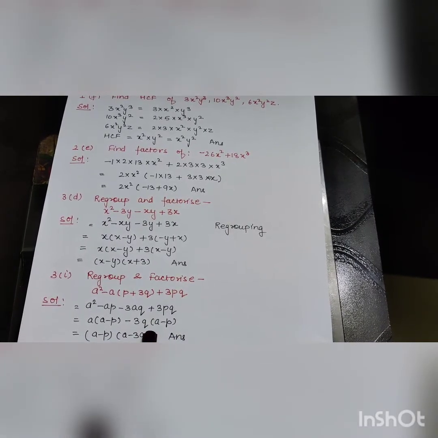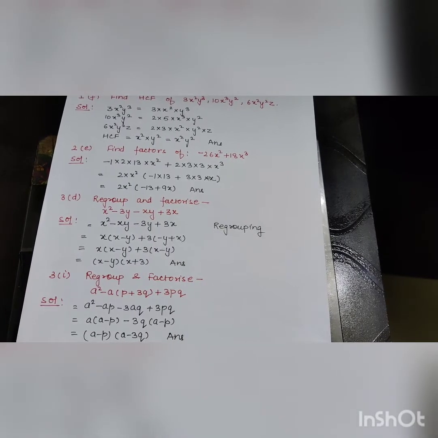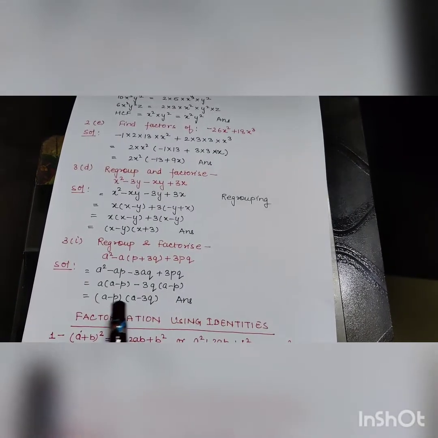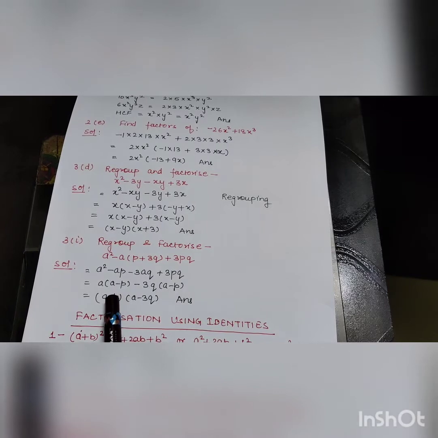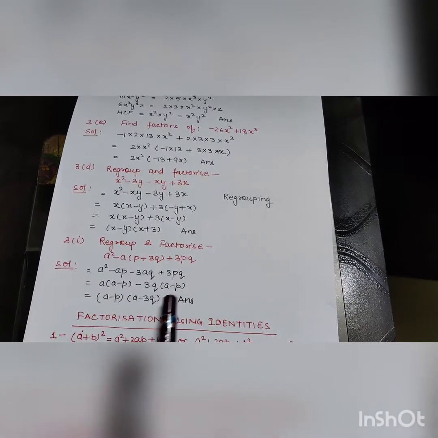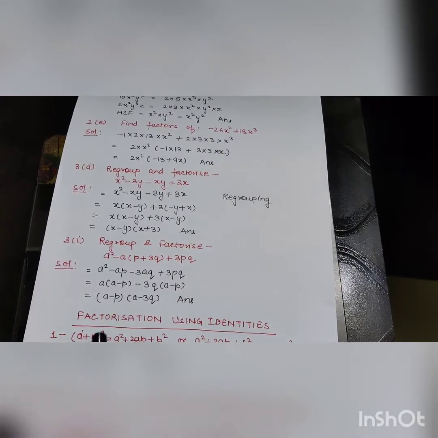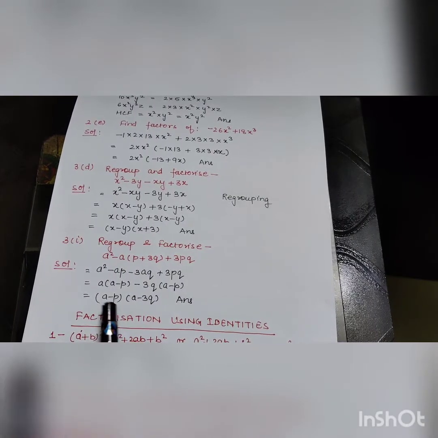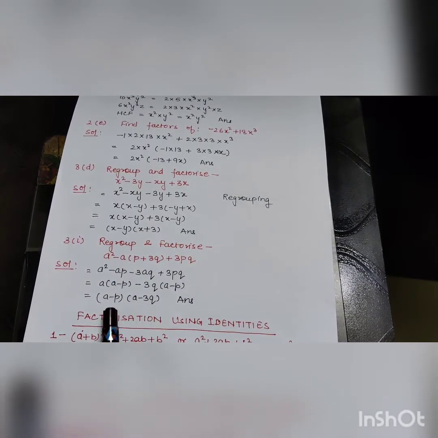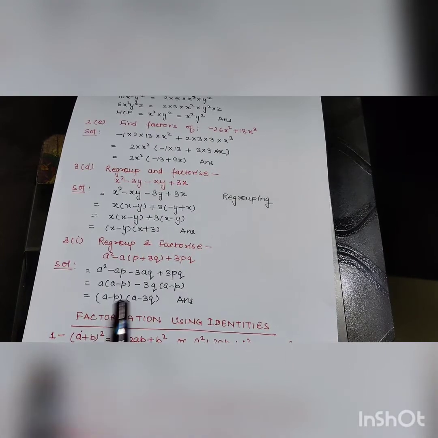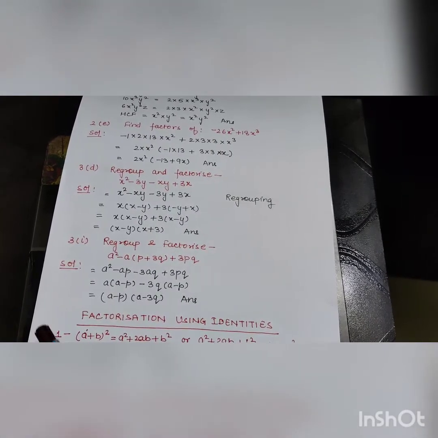Minus 3q is common and a minus p is left inside the bracket. So the same thing is left inside the bracket, which is a minus p, and after taking a minus p as common in both of them, what is left with us? A minus 3q is left. So a minus p and a minus 3q are the two factors of this given expression.